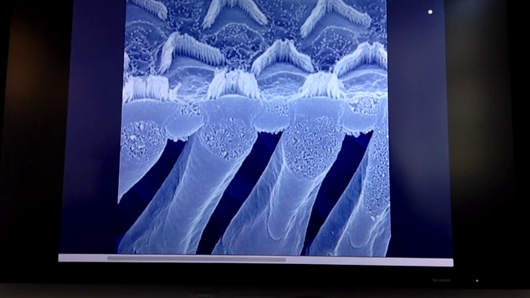The outer hair cell has one nerve fiber that might attach to 10 different outer hair cells. And then the inner hair cells potentially have 20 nerve fibers to only one of the inner hair cells.